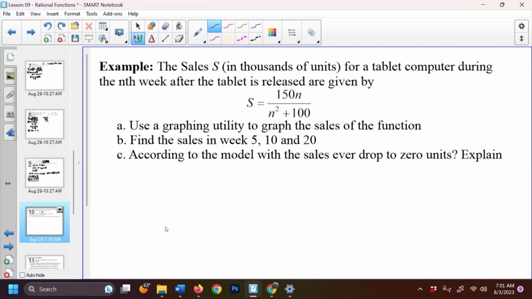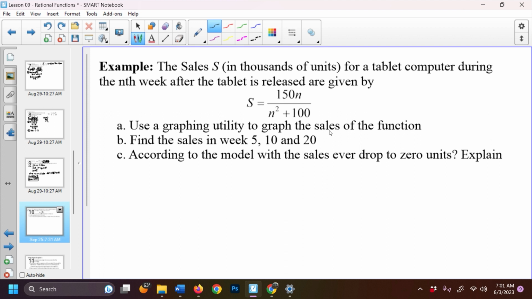All right, next example. The sales S in thousands of units for a tablet computer during the nth week after the tablet is released are given by S is equal to 150n over n squared plus 100. Use a graphing utility to graph the sales of the function. Find the sales in week 5, 10, and 20. And according to this model, will the sales ever drop to 0 units? And let's explain that.